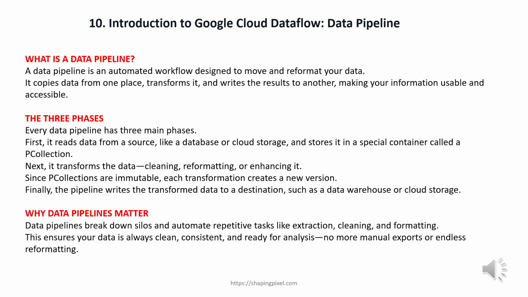First, it reads data from a source, like a database or cloud storage, and stores it in a special container called a PCollection. Next, it transforms the data, cleaning, reformatting, or enhancing it. Since PCollections are immutable, each transformation creates a new version. Finally, the pipeline writes the transformed data to a destination, such as a data warehouse or cloud storage.